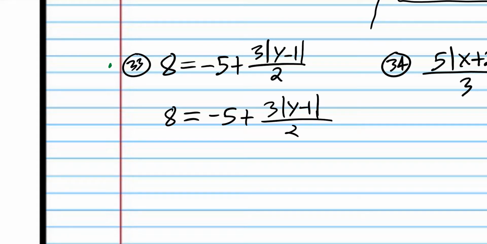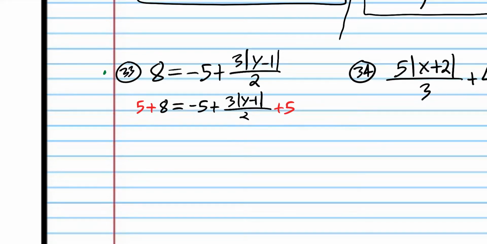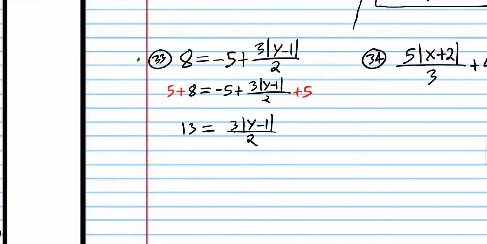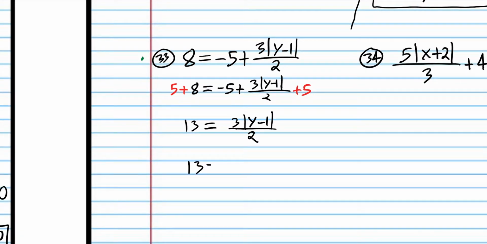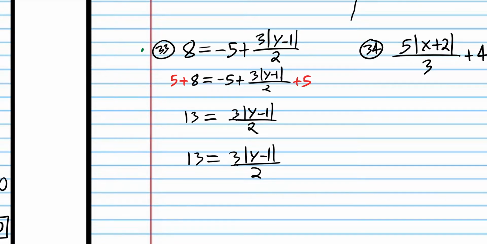And we're going to add 5 to both sides. So then we get 13 equals 3 times the absolute value of y plus 1, or excuse me, y minus 1 over 2. And then we're going to rewrite that. Again, I'm just showing you the steps here. You don't have to show all these steps yourself, but I just want you to know exactly what's happening here.